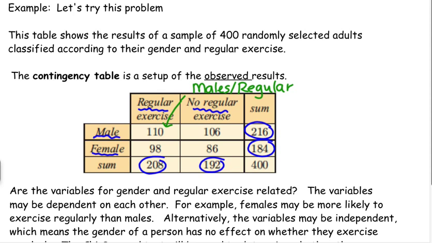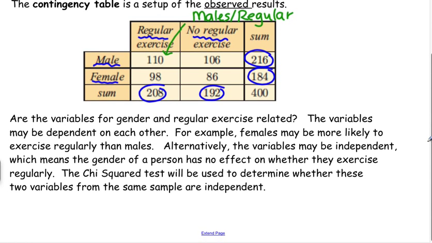All right, here is what we are going to try and prove. Are the variables for gender, males and females, and those who have regular exercise, related to each other? The variables may be dependent on each other. For example, females may be more likely to have regular exercise than males, or alternatively. So we're going to do the chi-squared test.